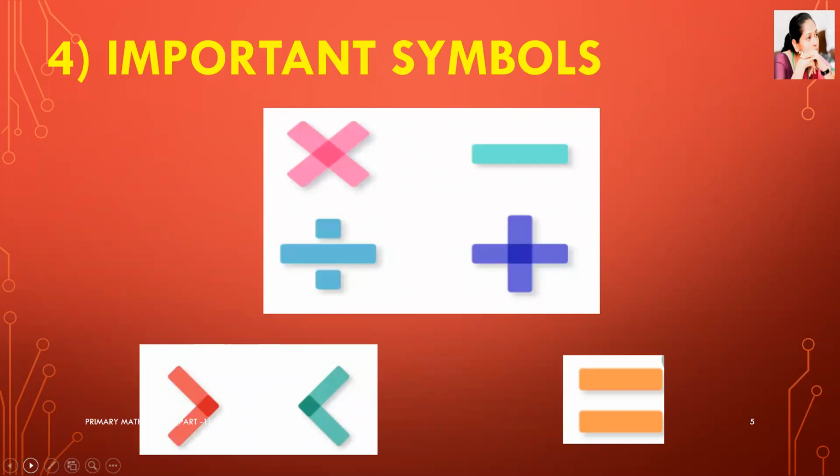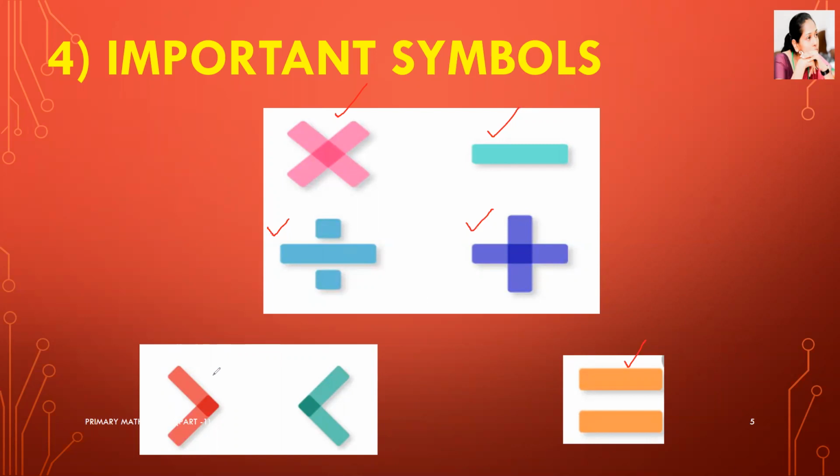The next one is, when you are handling primary calculations, maybe you have seen some symbols. So you should be able to identify these symbols, right? Now let me show. This is the addition, this is the subtraction, this is the multiplication, and this is the division, right? And this is the equal sign. Multiplication, subtraction, division, addition, equal sign.